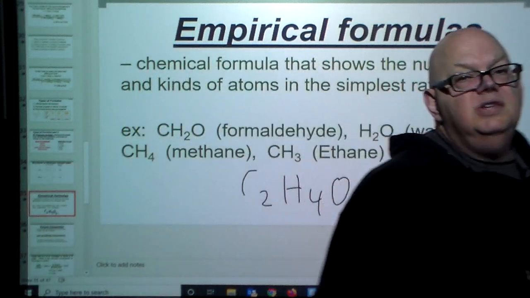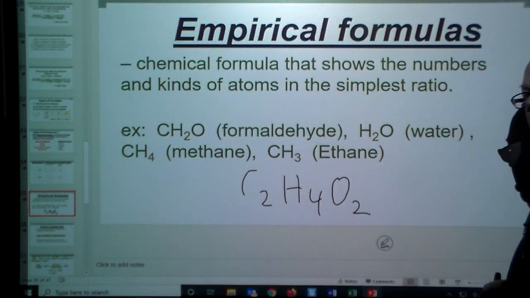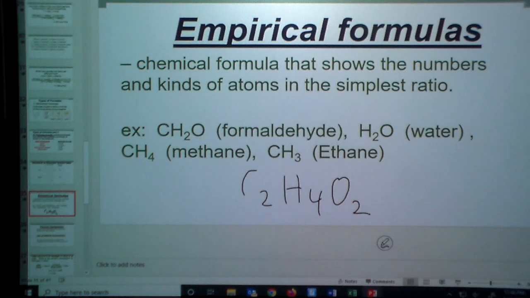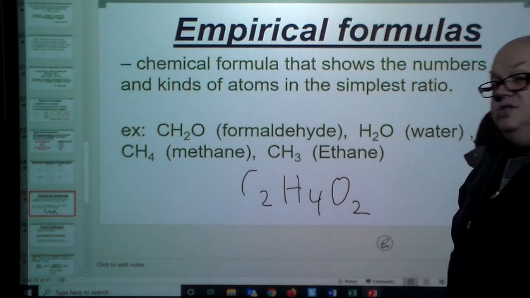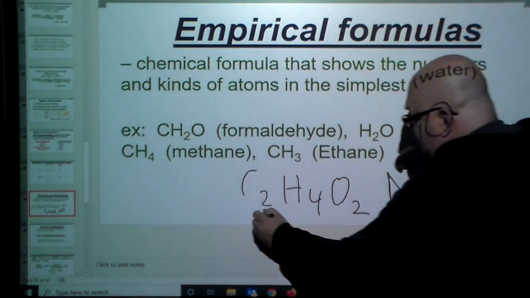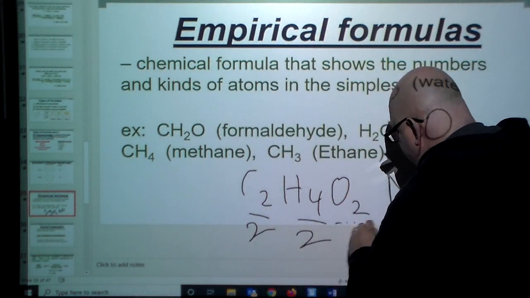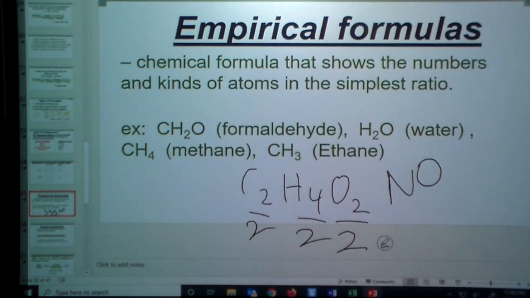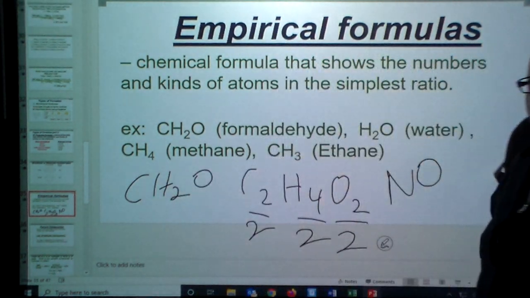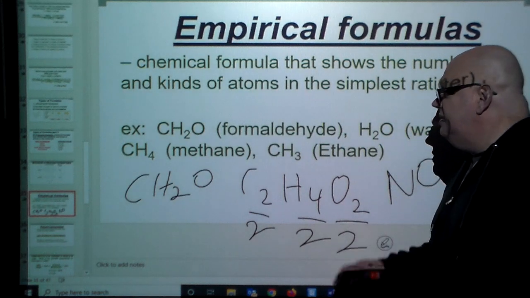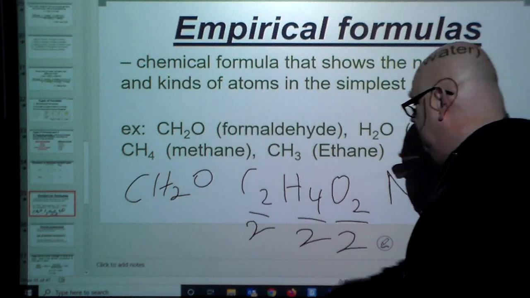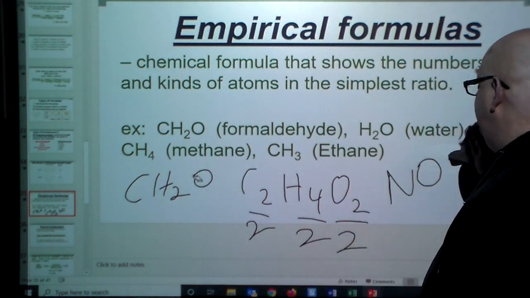So if I've got something that's like C2H4O2, is this an empirical formula? Yes or no? 50-50. And the answer would be no, it's not. Well, how come? Because I can divide all of these by 2. And I get CH2O. That's it. This is an empirical formula. This is not an empirical formula. Okay? That's the difference with it.